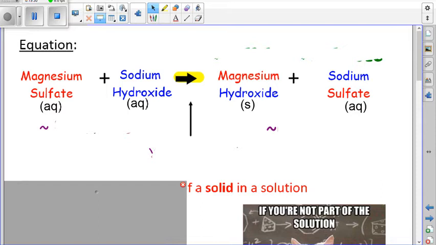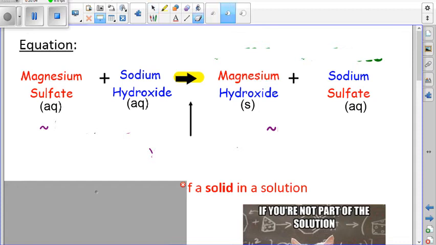And notice some things that we're already seeing. We're told that magnesium sulfate is an aqueous solution. We're told that sodium hydroxide is an aqueous solution. We're told that magnesium hydroxide is a solid. And we're told that sodium sulfate is an aqueous solution. In other words, if I take some magnesium sulfate and dump it into some sodium hydroxide, I should get some sort of solid to form. This equation helps me know that in advance because this little s tells me, hey, this is a solid.